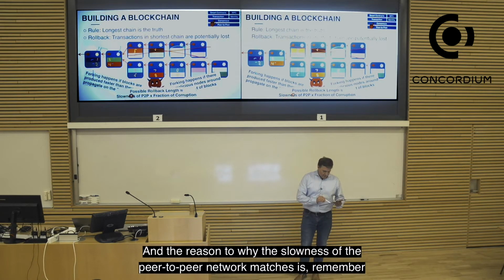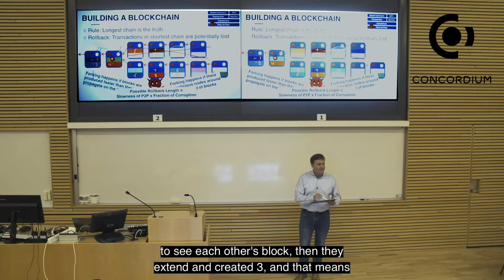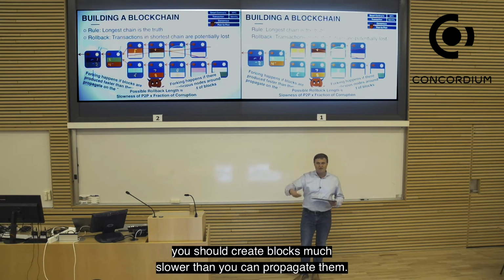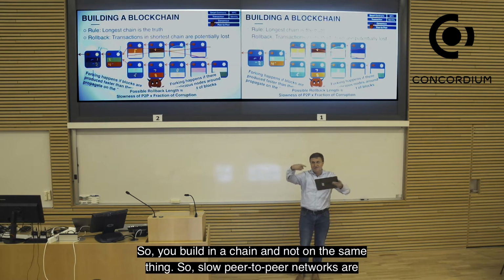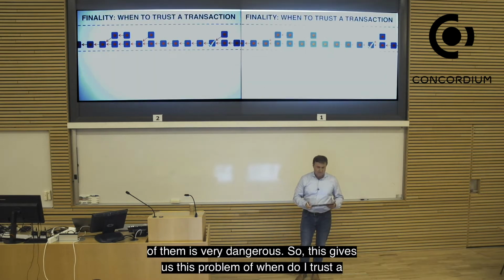And the reason why the slowness of the peer-to-peer network matters is, remember what was dangerous if you had two honest winners like here, that didn't have time to see each other's block, then they extend and create a tree. And that means you should create blocks much, much slower than you can propagate them. So you build in a chain and not on the same thing. So slow peer-to-peer networks are dangerous and corrupted parties are dangerous. And in particular, the combination of them is very dangerous.